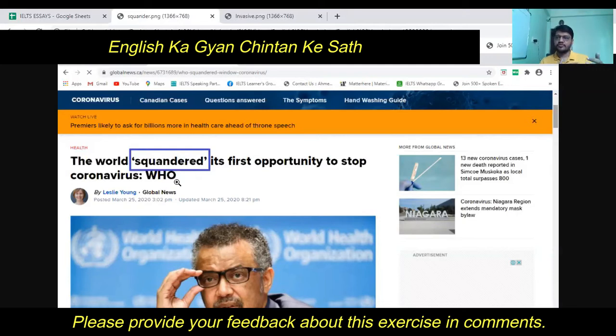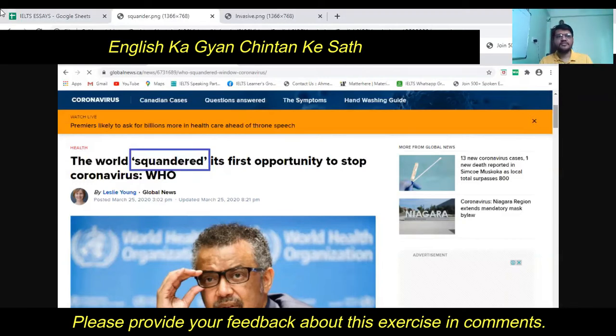It means there was an opportunity for all the countries of the world to stop the coronavirus, but according to the World Health Organization, it was wasted, it was squandered. That is the meaning of the title of this news article, and in that context also we can understand the meaning of the word squander. Squander means waste.